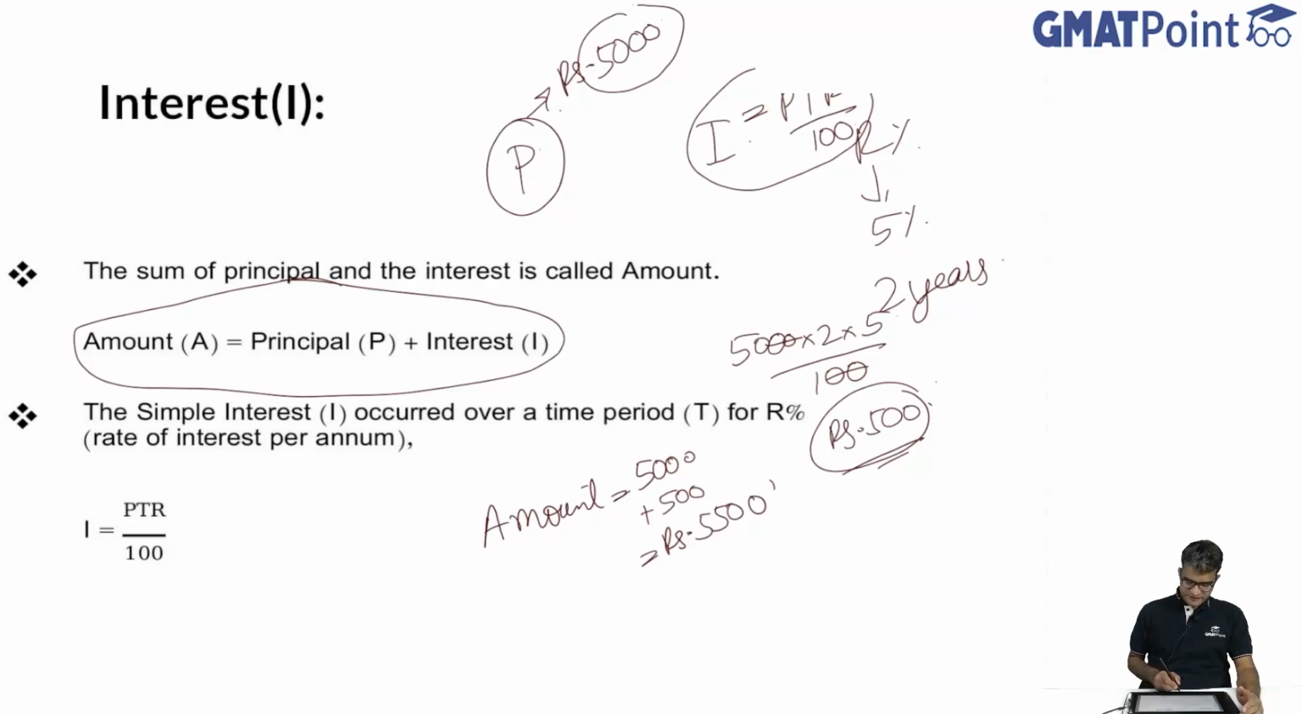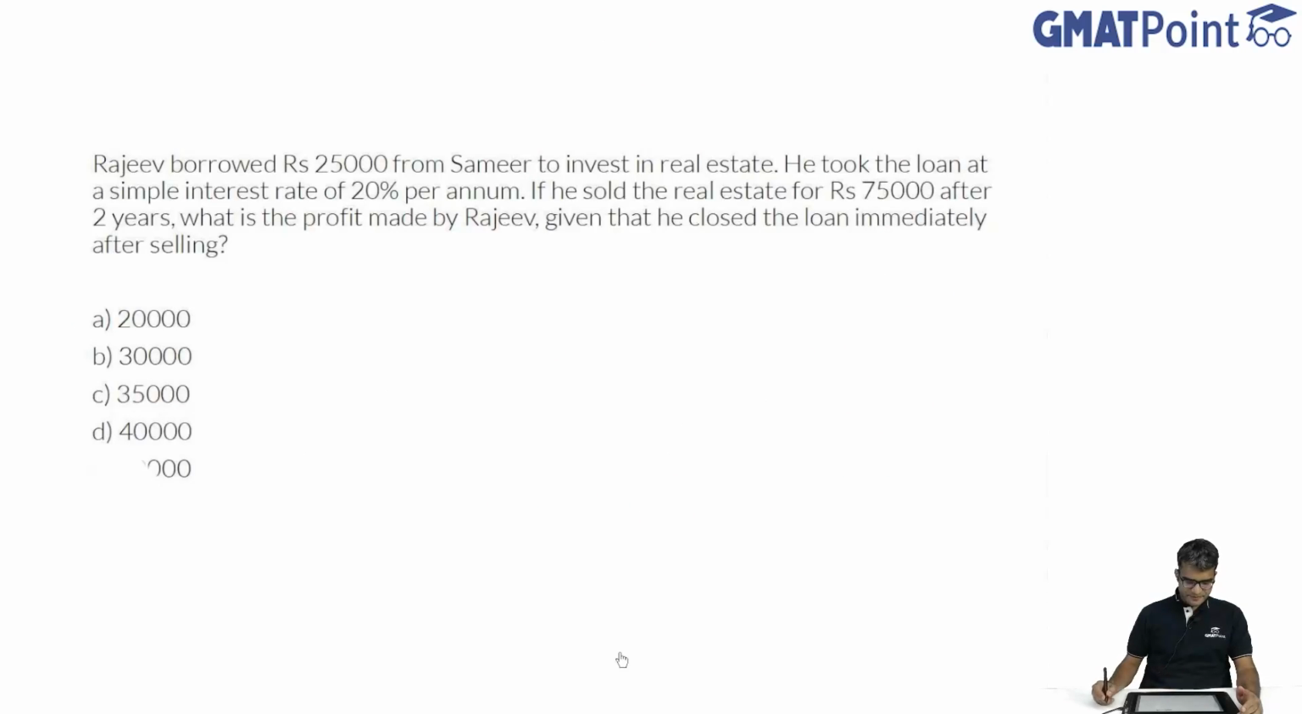Let us look at one question so that we can understand this concept better. Rajiv borrowed 25,000 from Samir to invest in real estate. He took a loan at a simple interest of 20% per annum and he sold the real estate for 75,000 after 2 years. We are required to calculate the profit that Rajiv made if he closed the loan immediately after selling. So the principal amount for the loan is 25,000. The rate of interest R is 20% and the time period T is 2 years.